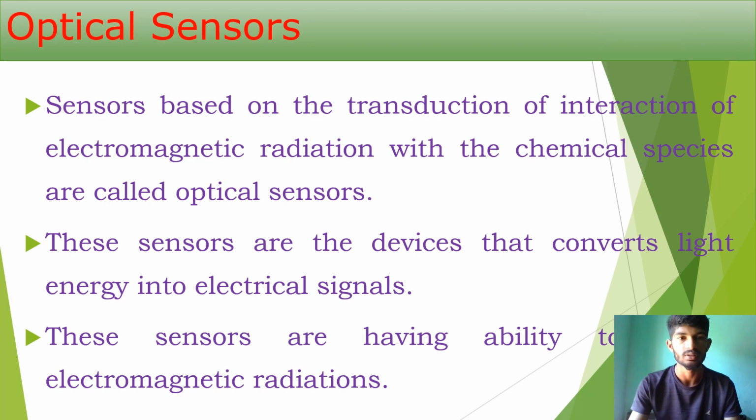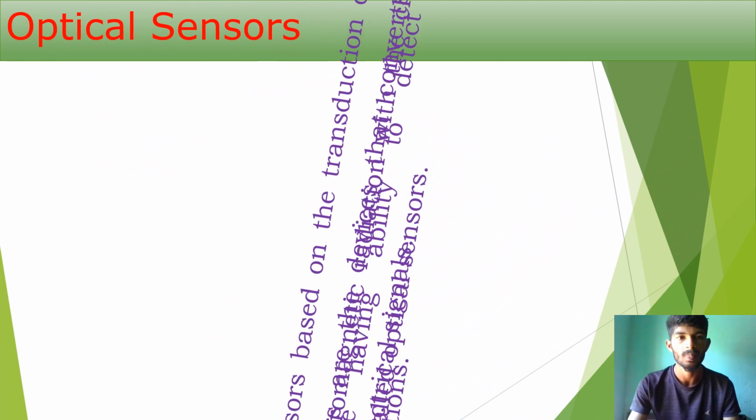Optical sensors. Sensors based on the transduction of interaction of electromagnetic radiation with a chemical species are called optical sensors. These sensors are devices that convert light energy into electrical signals. These sensors have the ability to detect electromagnetic radiation.